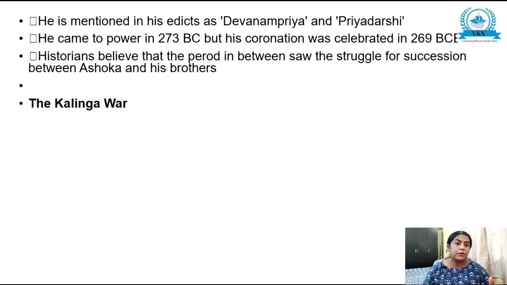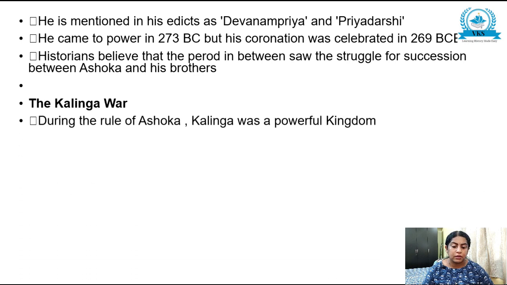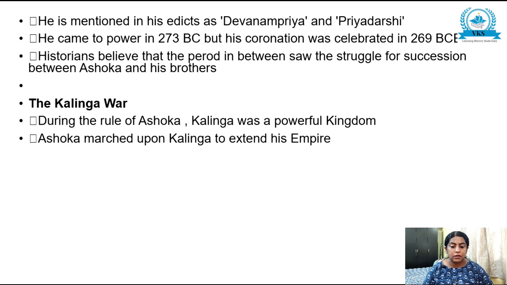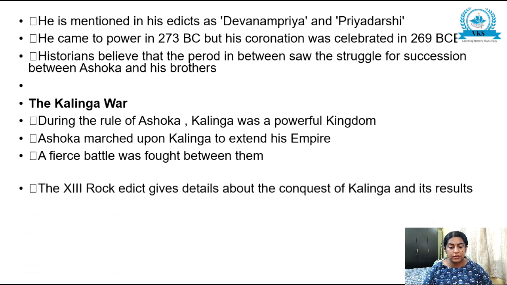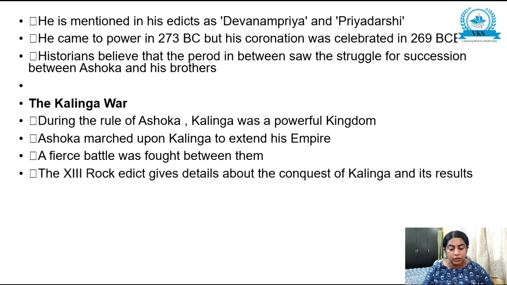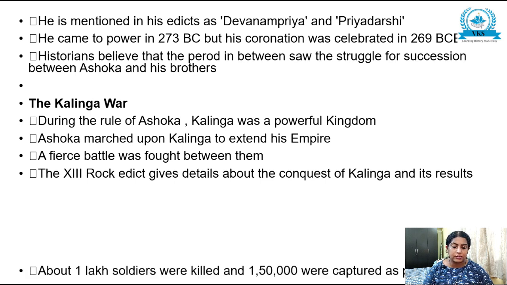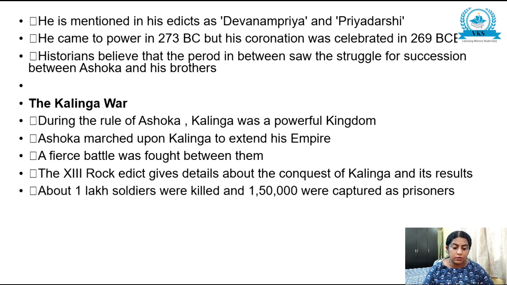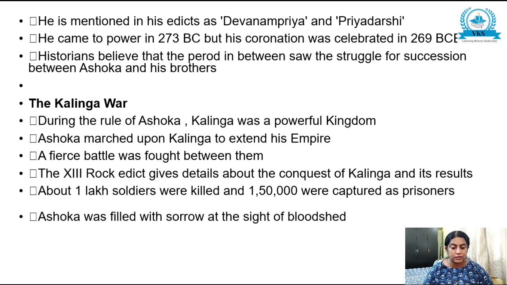Now about his achievements. First, the main thing is the Kalinga War. During the rule of Ashoka, Kalinga was a powerful kingdom. Ashoka marched upon Kalinga to extend his empire, and a fierce battle was fought between them. The 13th Rock Edict gives details about the conquest of Kalinga and its results. About 1 lakh soldiers were killed and 1,50,000 were captured as prisoners.